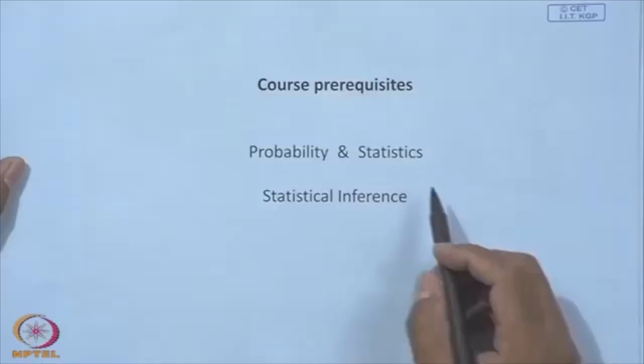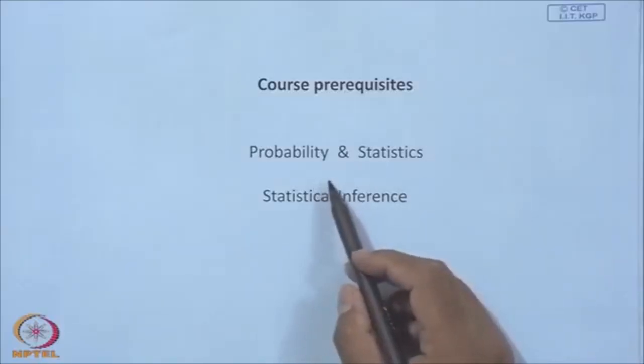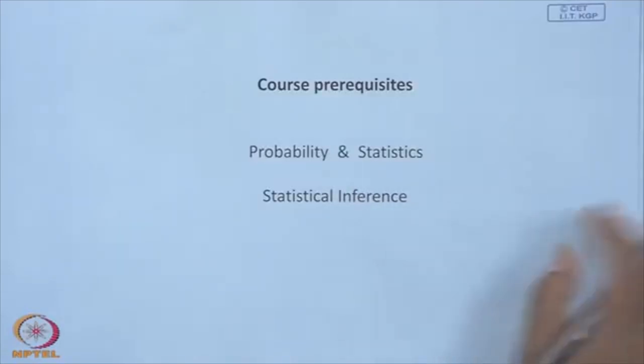So, here is the course prerequisite. I would expect the viewers, especially the students, to know basics of probability and statistics and statistical inference. More precisely, I would like the viewer to know discrete probability and also continuous probability distributions, and say point estimation, interval estimation and also testing of hypothesis.